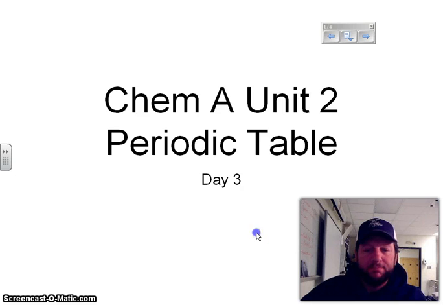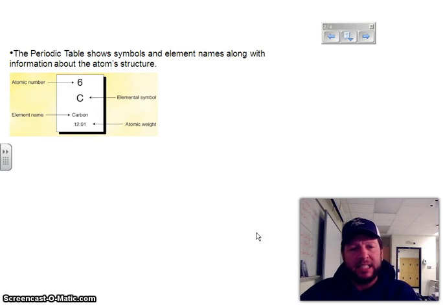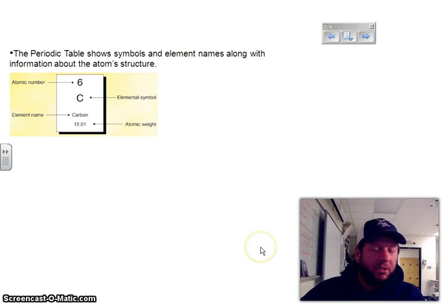Let's get started. We're going to talk about the periodic table and what it can tell us. The periodic table is broken up into approximately 118 elements, and each element has its own box on that periodic table. That box shows us 4 key pieces of information. Sometimes they show 5 key pieces, and yours does in the book. I'll explain that a little later on.